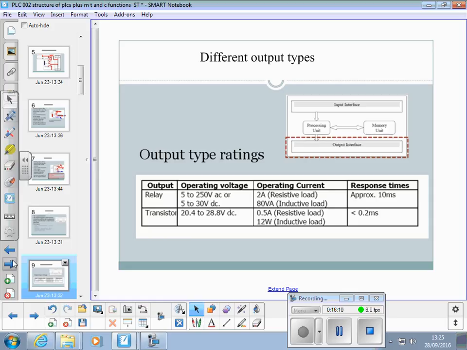However, if you're going to be switching big motors, you're going to need a contactor between the output and that motor anyway, particularly if that's 3-phase. You won't switch 3-phase directly with a PLC. Okay, so those are the different types of inputs and outputs, and a little bit about the internal workings of the PLC. Everyone reasonably happy with that so far?